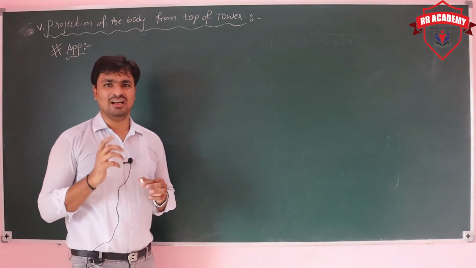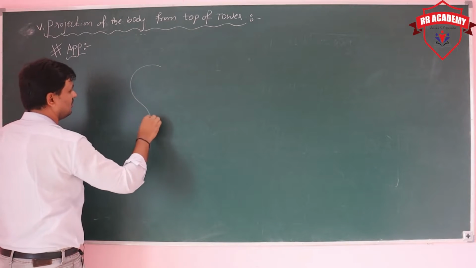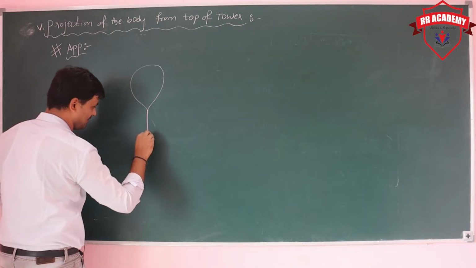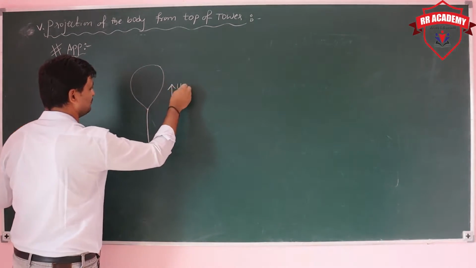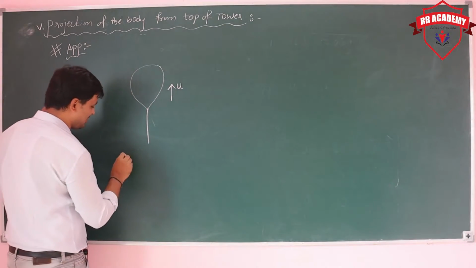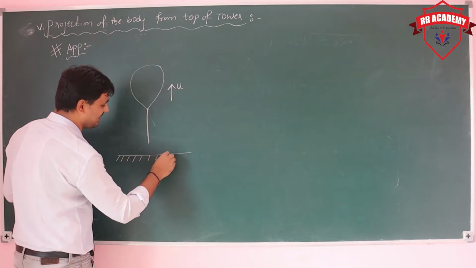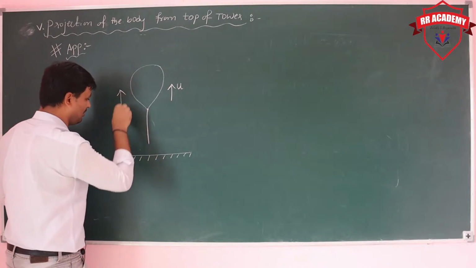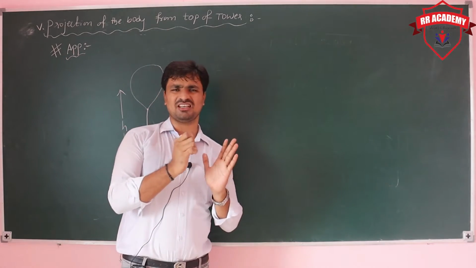Here we consider a balloon. A balloon is rising upwards with a velocity u. When the balloon is at a height h from the ground, an object is dropped from the balloon.